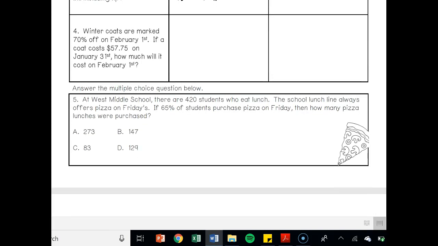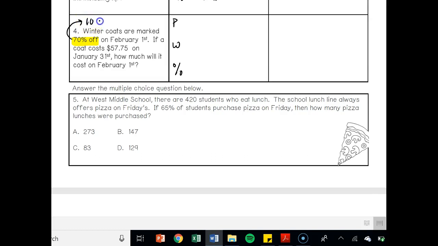Number 4, it says winter coats are marked 70% off. Again, a lot of you are going to be super eager to be like, oh, that's my percent. But wait a second. Remember, we're working with tips, discounts, taxes, right? So just be careful. It says if a coat costs $57.75 on January 31st, how much will it cost on February 1st? Well, if you're getting 70% off on February 1st, that price is going to plummet down to the bottom, right? It's going to be a lot cheaper.